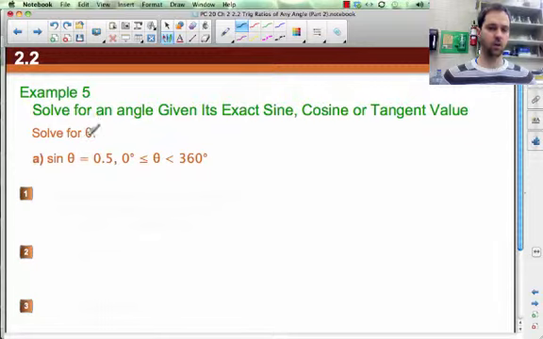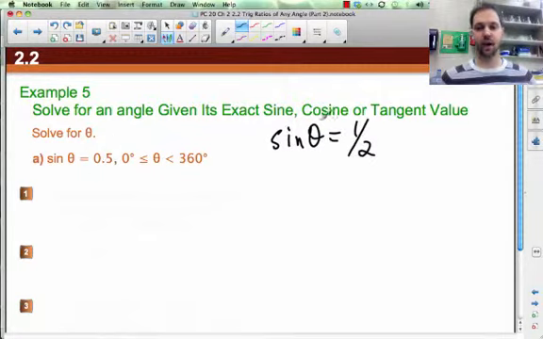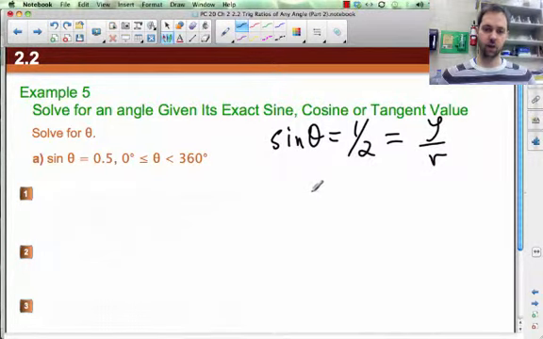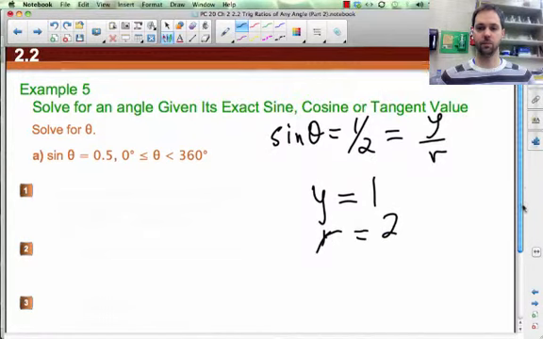Solve for theta. Sine theta is given to us as 0.5. Now, sine theta is given to us as 1/2. Write this as a fraction, because we know that sine theta is y over r, and therefore right away we can deduce that y equals 1, the numerator, and r equals 2, the denominator.